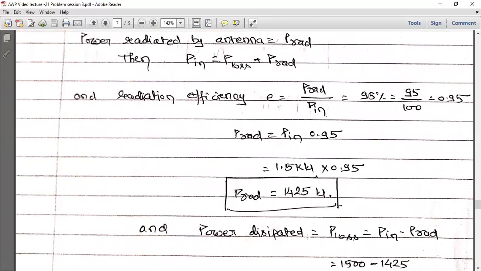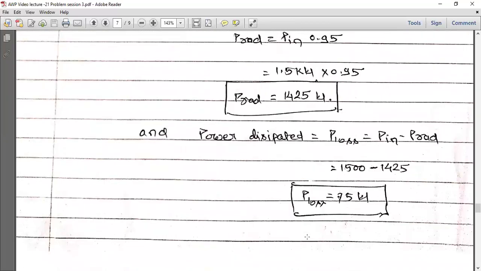And then the dissipated power will be the difference of input power and the radiated power. If you have provided 1500 watts to the antenna and it has radiated 1425 watt, then the remaining 75 watt power is dissipated in loss. So power dissipated is given by 75 watt. This is a simple idea.